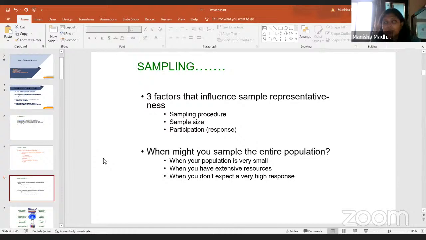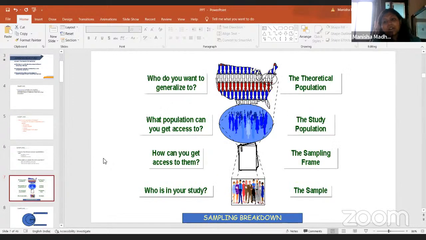And whether you can go for sampling the entire population or not. When you want to choose a sample which is the entire population, it is very difficult. But you can go for it only when the population in itself is very small. Also, when you have extensive resources, and thirdly, when you don't expect a high response, then also you can go for sampling of the entire population.